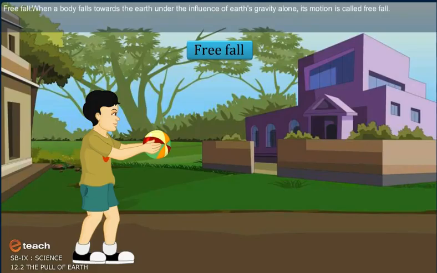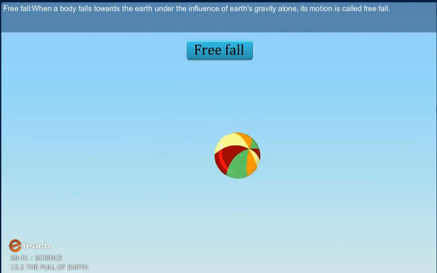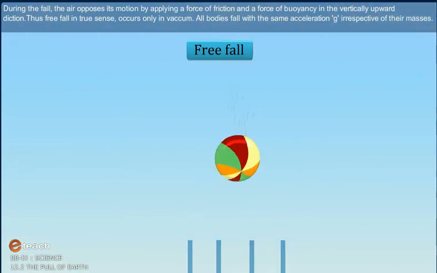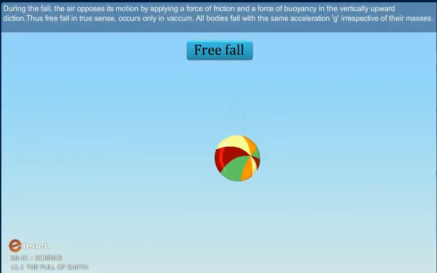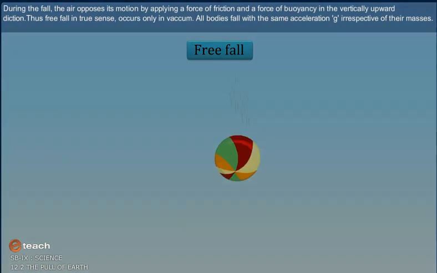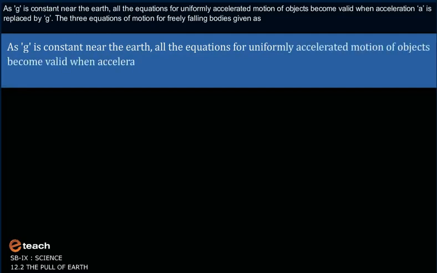Free fall. When a body falls towards the earth under the influence of the earth's gravity alone, its motion is called free fall. During the fall, the air opposes its motion by applying a force of friction and a force of buoyancy in the vertically upward direction. Thus, free fall in the true sense occurs only in vacuum. All bodies fall with the same acceleration g irrespective of their masses. As g is constant near the earth, all the equations for uniformly accelerated motion of objects become valid when acceleration a is replaced by g.